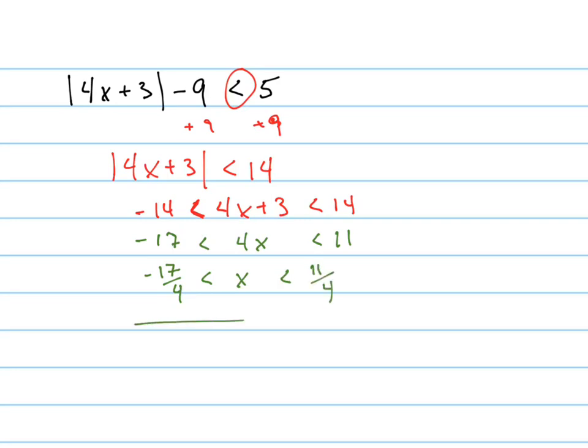And so our graph is going to look like it's going to be between, not including. So I'm going to put open circles, and it goes between these two values, negative 17/4, which is negative 4 1/4, and 11/4, which is 2 3/4. But again, I'm just going to write them like that. And the interval notation would be an open bracket, negative 17/4, comma, 11/4.